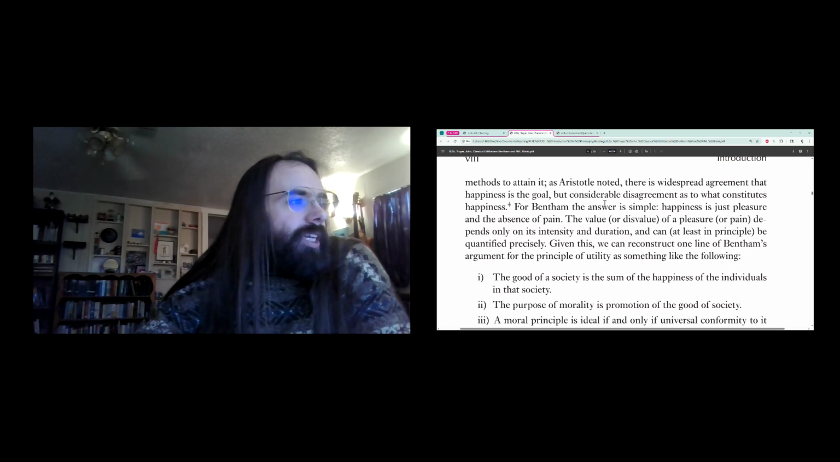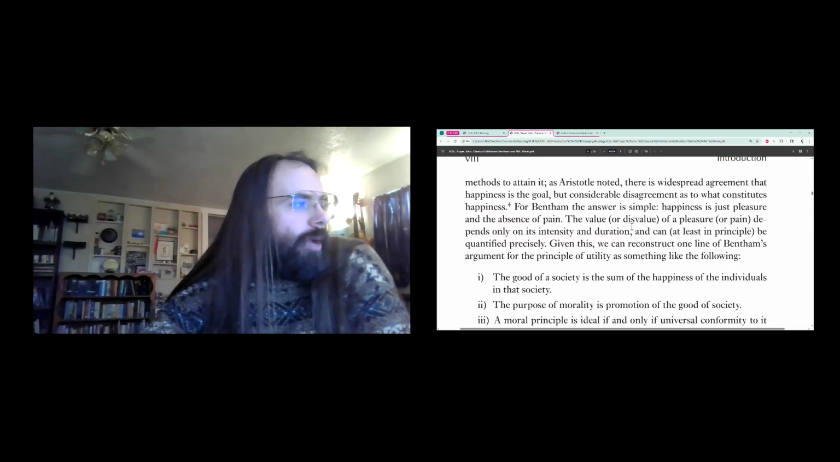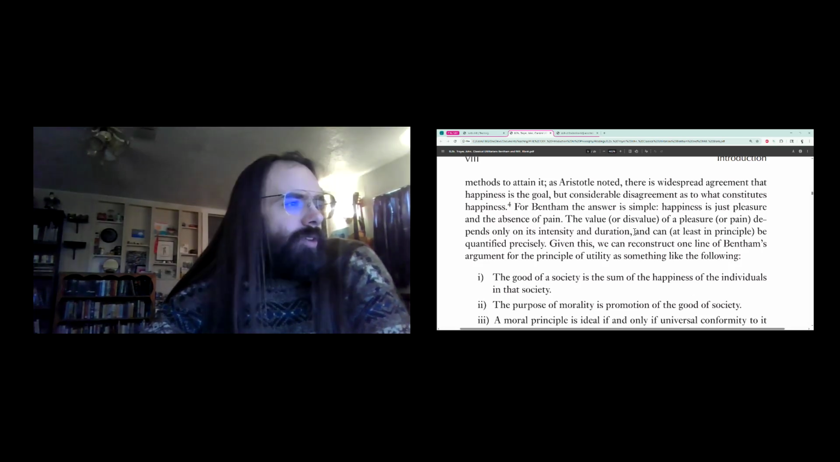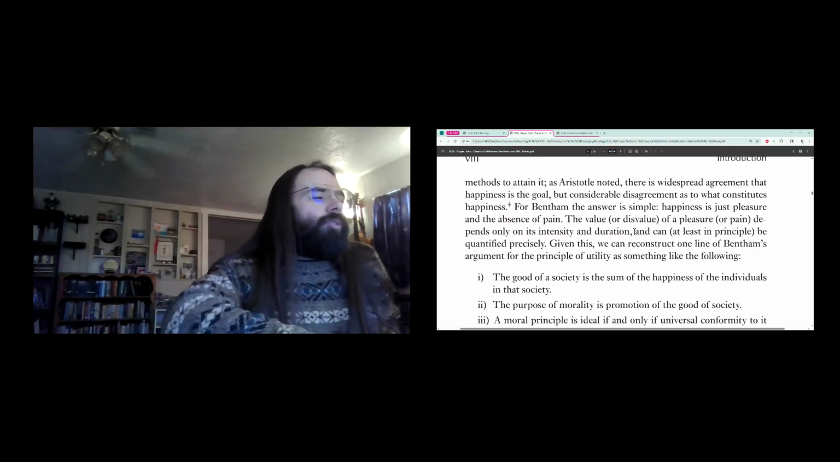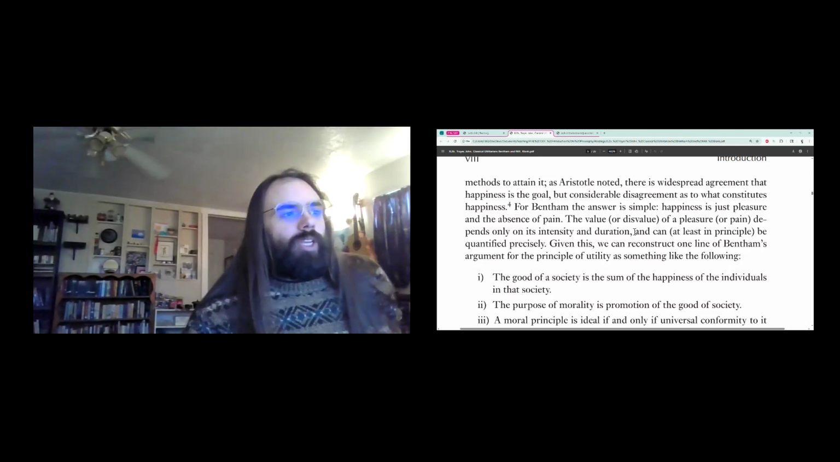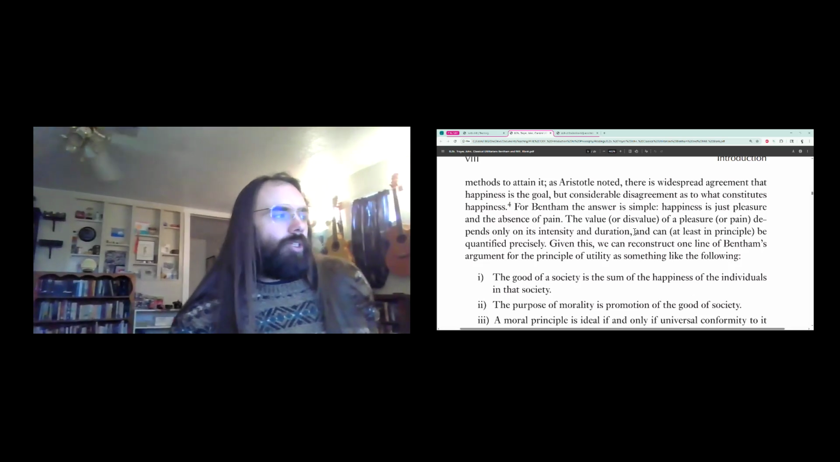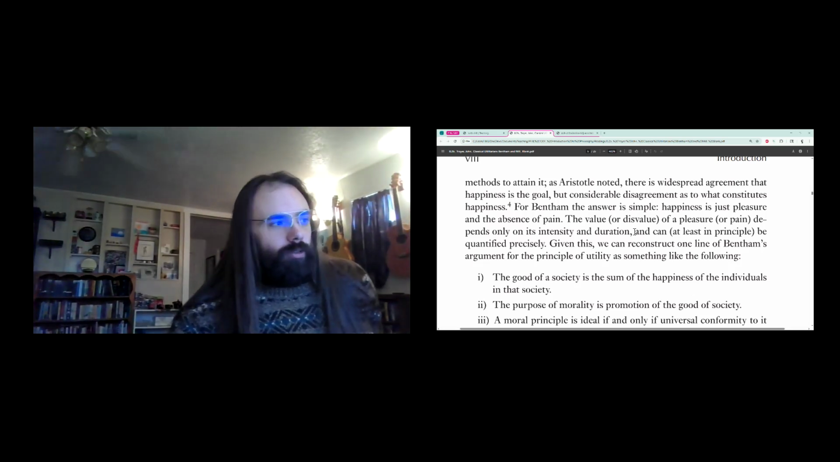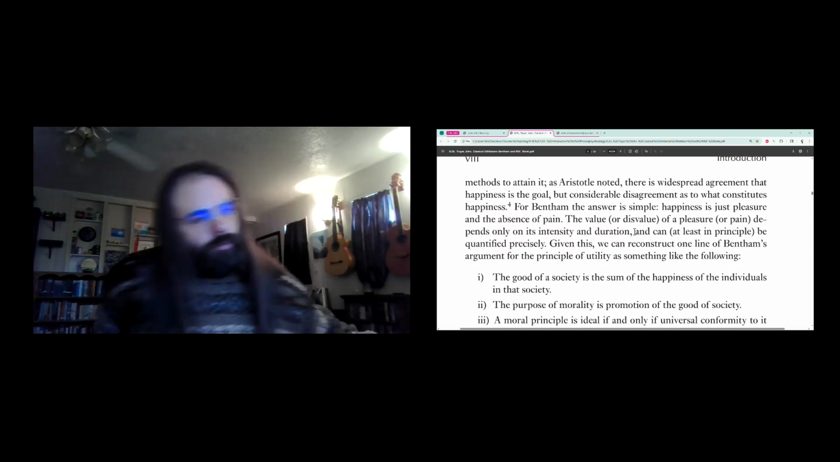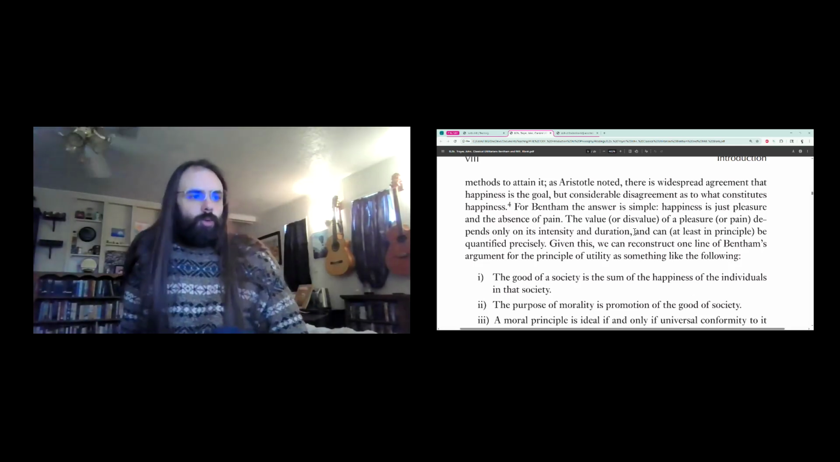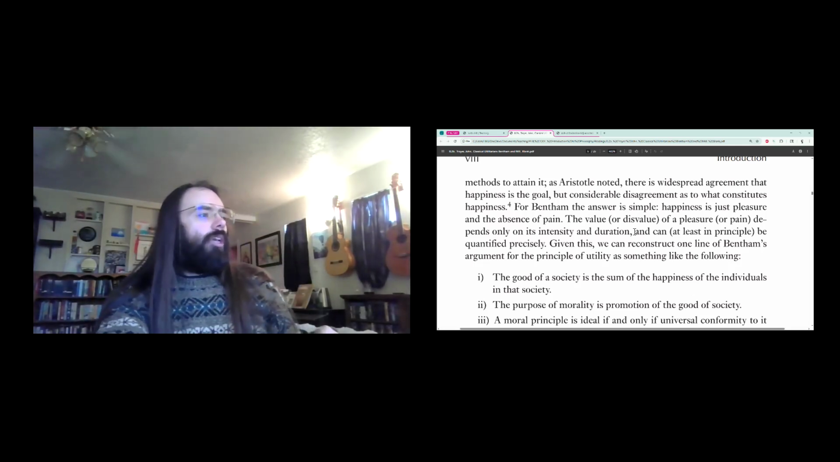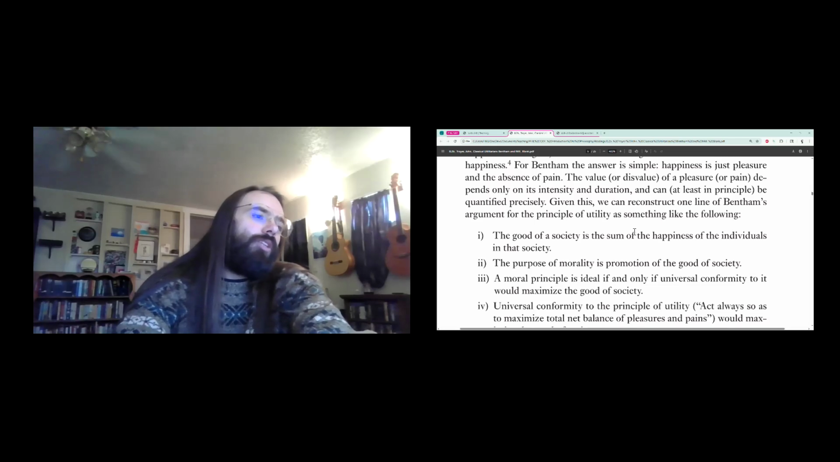For Bentham, the answer is simple. Happiness is just pleasure in the absence of pain. The value or disvalue of a pleasure or pain depends only on its intensity and duration, and can, at least in principle, be quantified precisely. Given this, we can reconstruct one line of Bentham's argument for the principle of utility as something like the following.